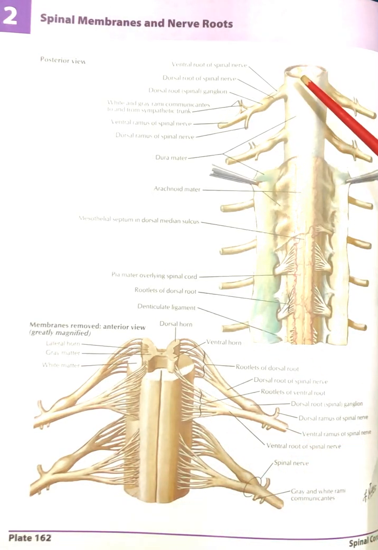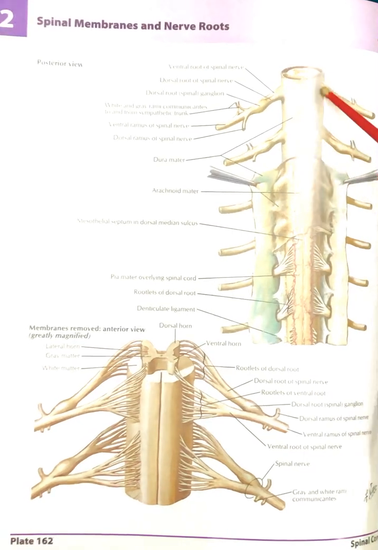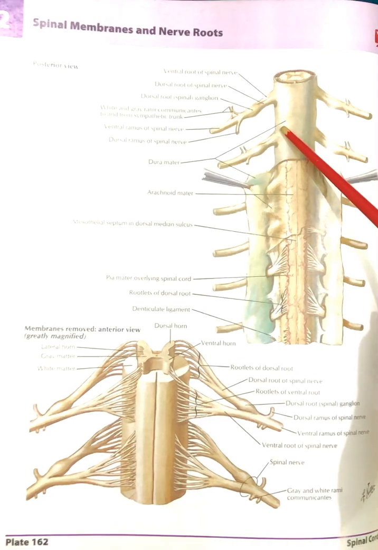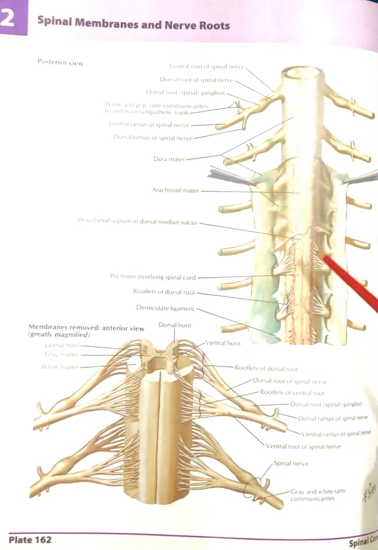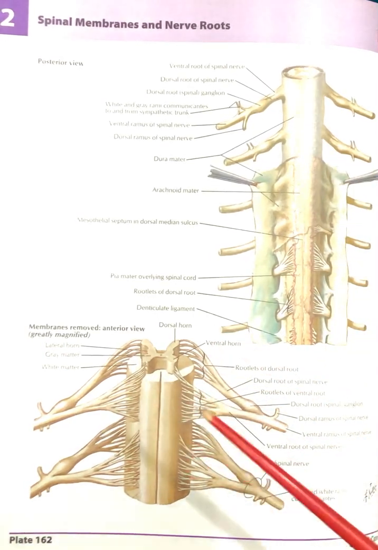In this diagram we can see multiple spinal segments. This is one spinal segment because of this single pair of nerves, then another spinal segment, then the next spinal segment, then we have got the next spinal segment. So the whole of the spinal cord has been divided into different segments.